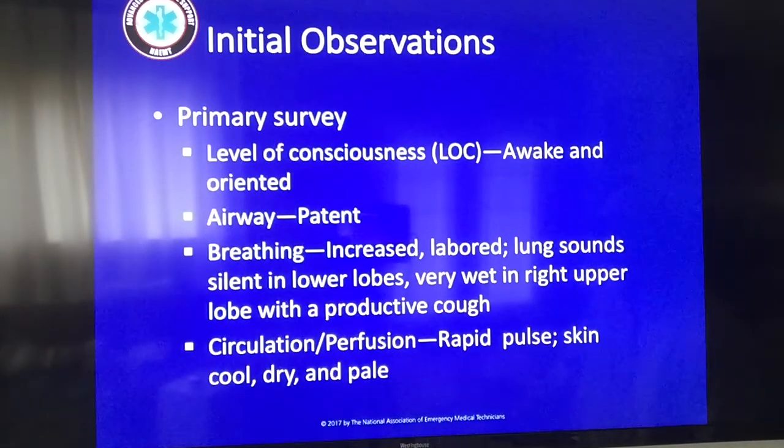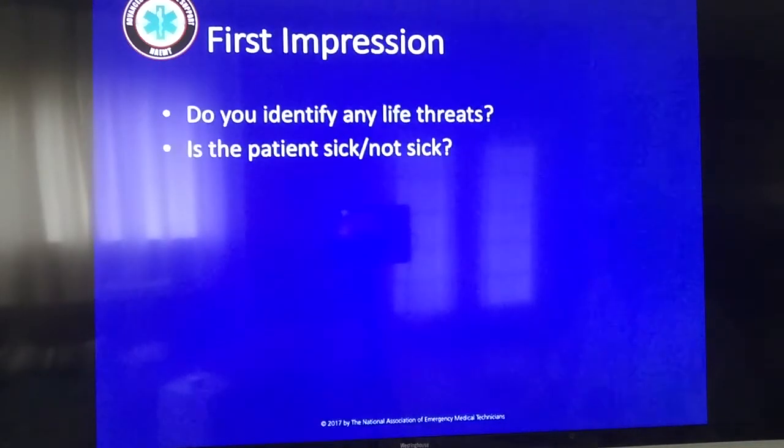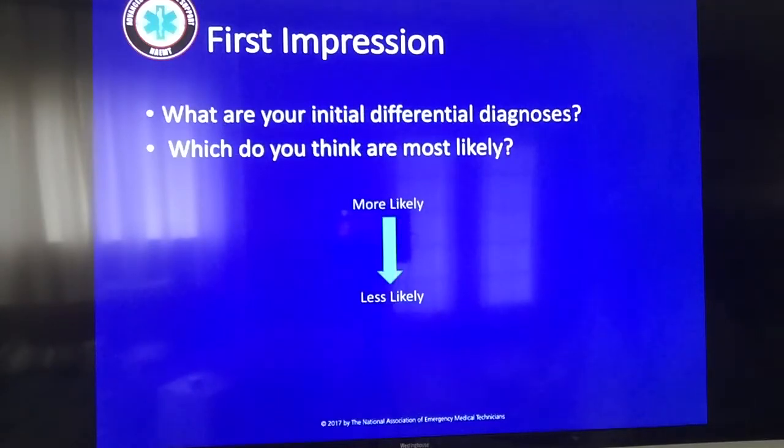As we go through airway, breathing, and circulation, we know that there is some difficulty. Do we think that the patient has any life threats with his work of breathing? Can we treat any of those? Is the patient sick or not sick? What do we think our differential diagnosis would be?